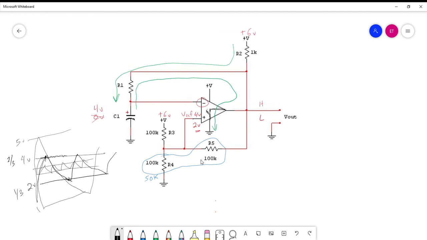So your positive feedback actually sets the gap between the two reference voltages. That's known as the hysteresis. That does have an impact on the oscillator frequency.